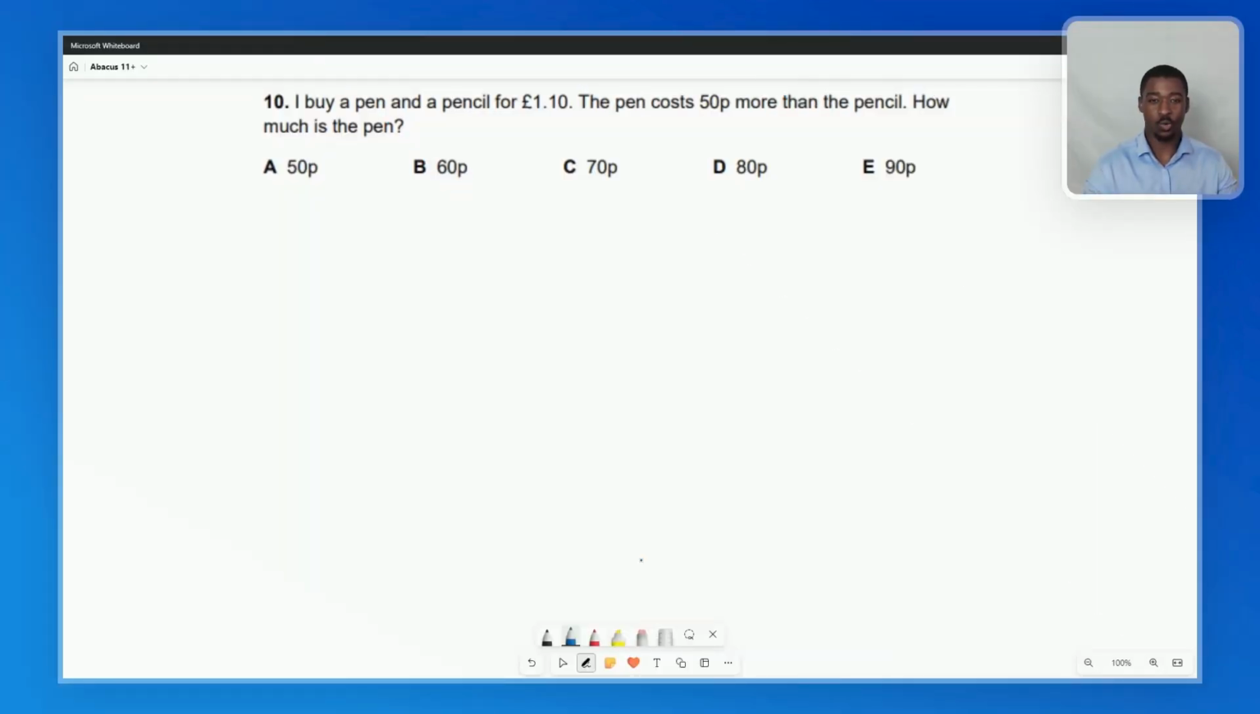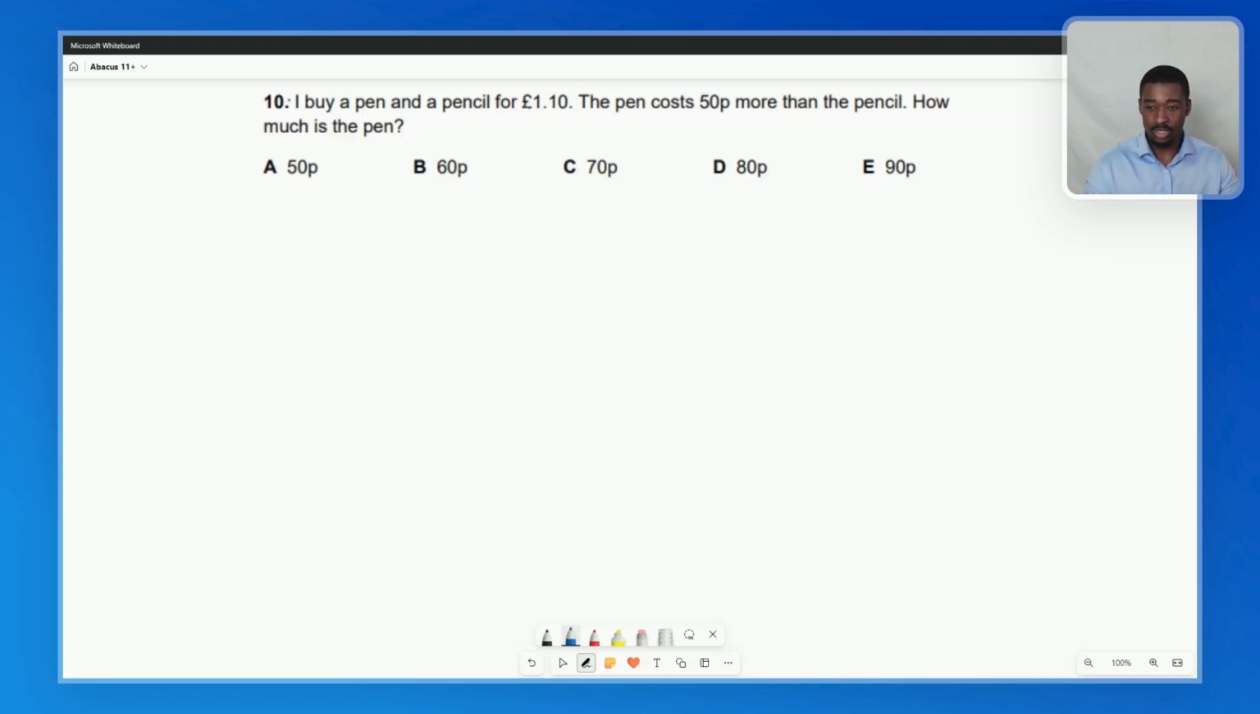Okay, so here for this next question, to work it out, there are a few steps we have to go through. So let's go through each of those steps one by one. I buy a pen and a pencil for £1.10. The pen costs 50p more than the pencil. How much is the pen? Okay, so here we need to write out some equations. And effectively, we need to turn these sentences, these words, into maths. So how can we do this?